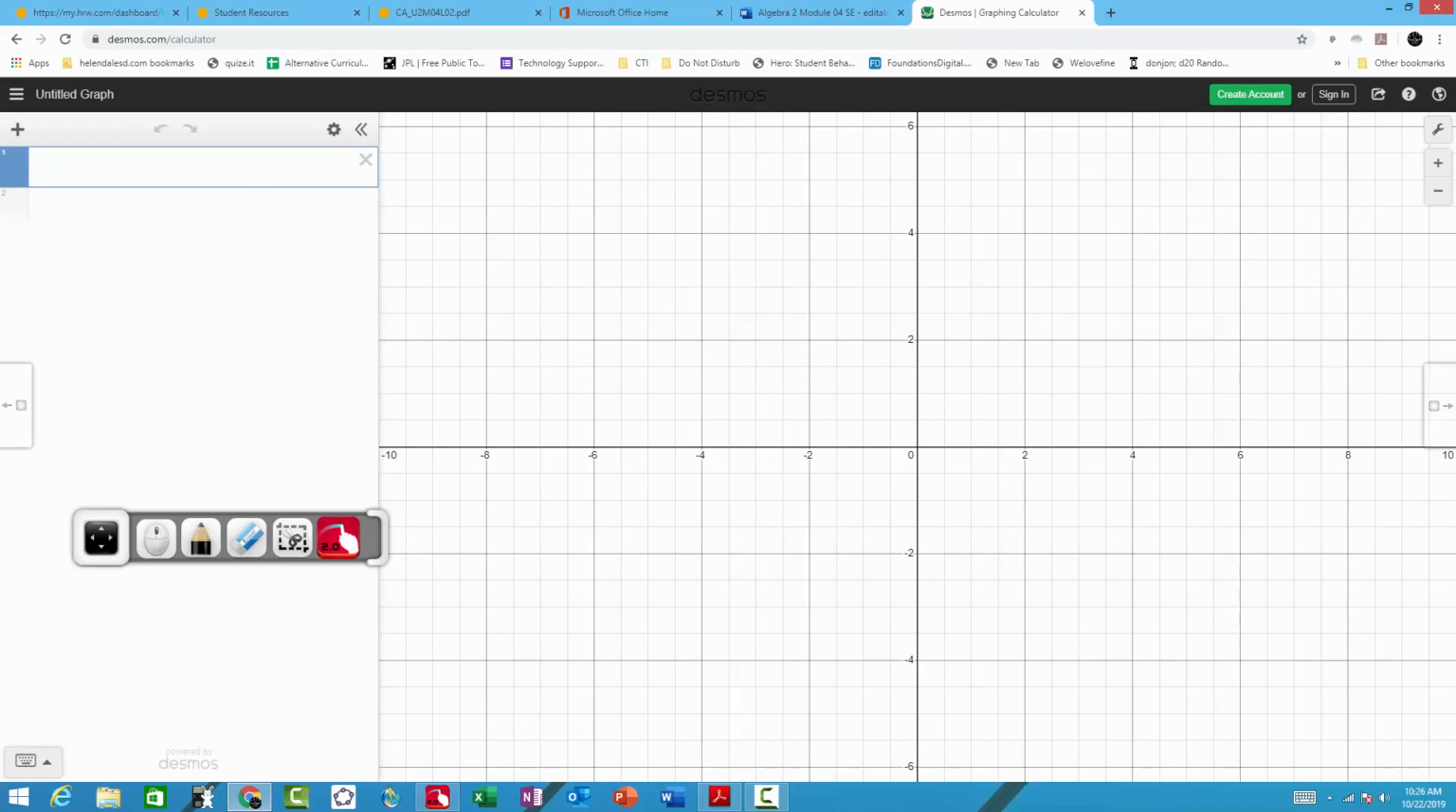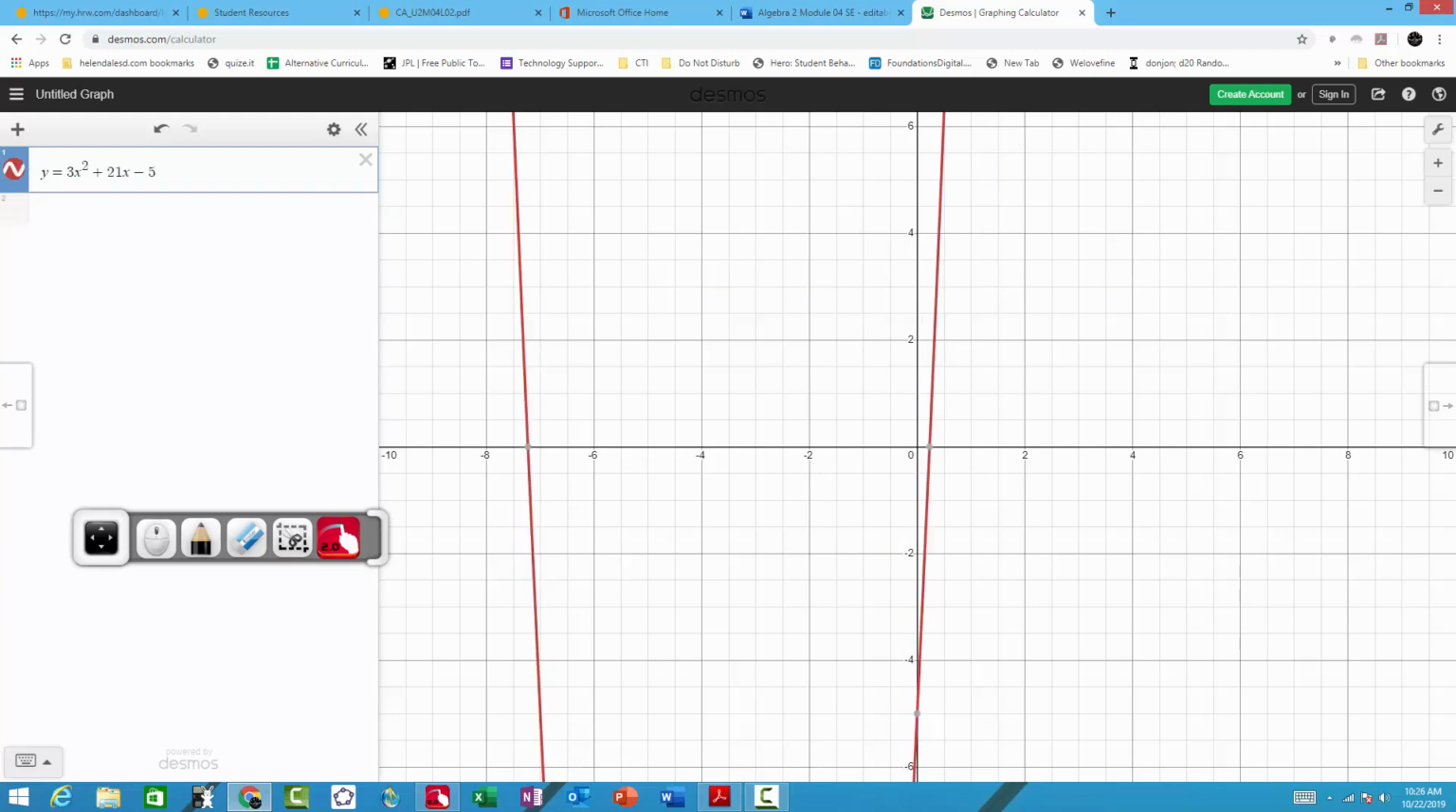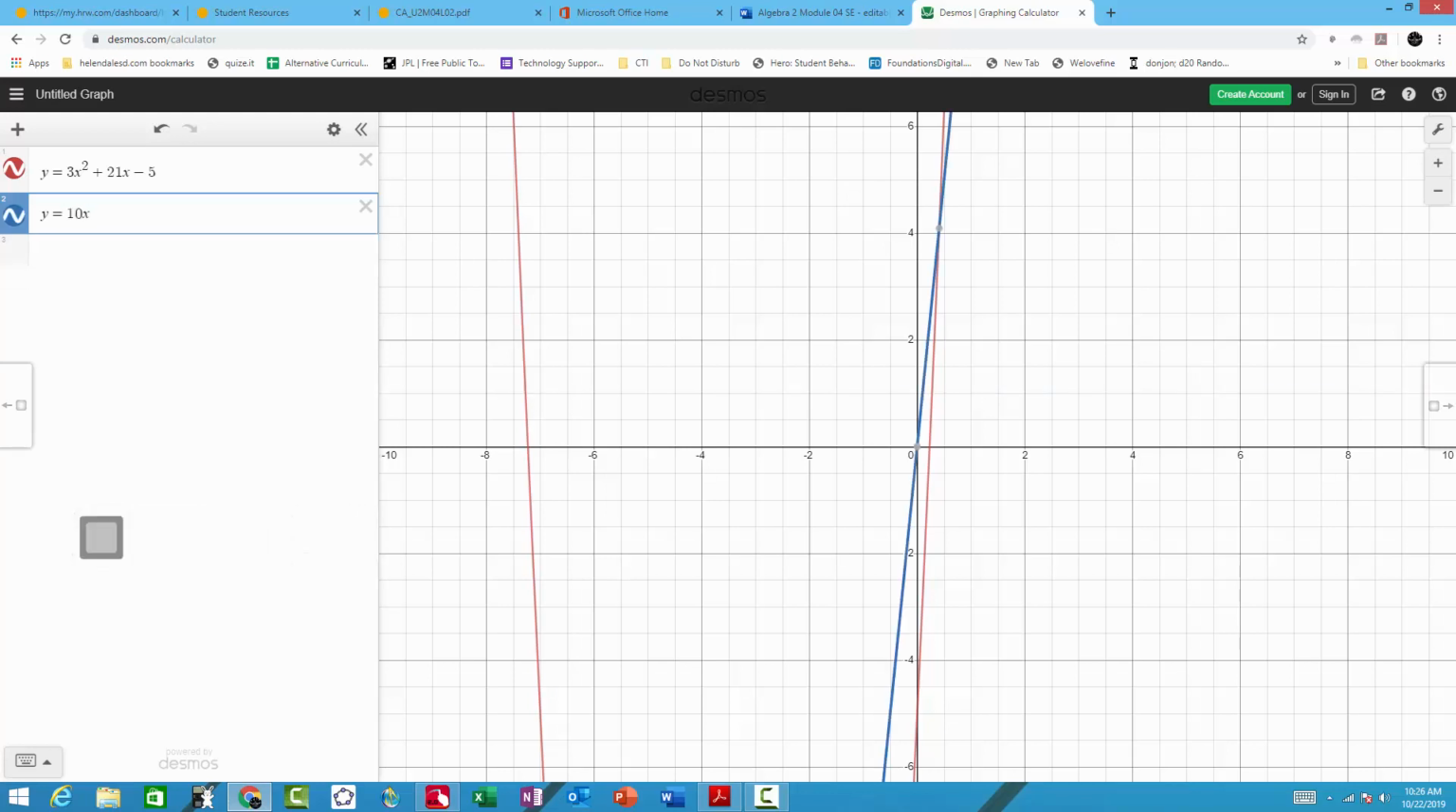Okay, guys. So what was our first equation? Y equals 3x squared plus 21x minus 5. And then negative 10x plus y equals negative 1. Y equals 10x minus 1? Yeah. No, wait.